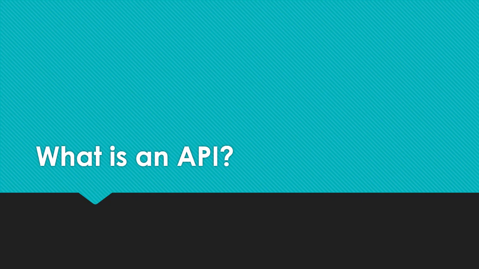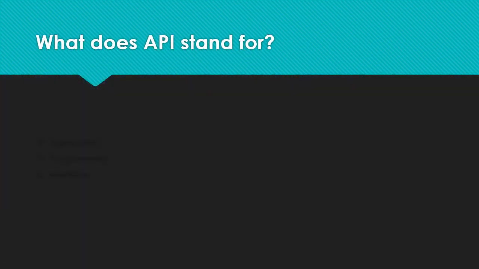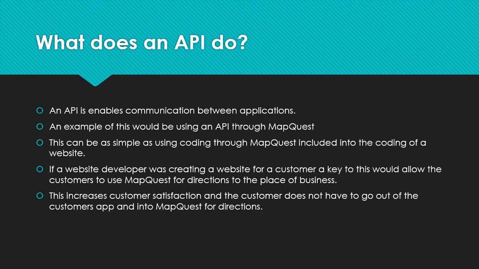What is an API? An API stands for Application Programming Interface. An API enables communication between one application to another or one server to another.